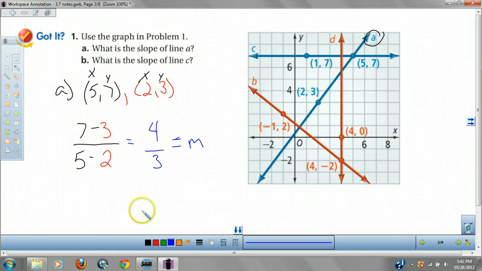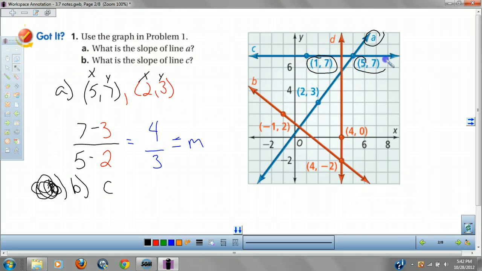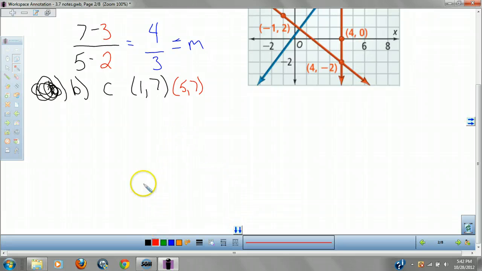Okay. Now let's take a look at B. Okay, where's B at? No, we aren't doing B. Let's do C. For some reason. Well, okay. Part B, the letter C. Okay, so I look at C, so I have the points 1, 7 and 5, 7. So again, we're going to start with our y's. I always start with the big one first. Remember, it doesn't really make a difference.